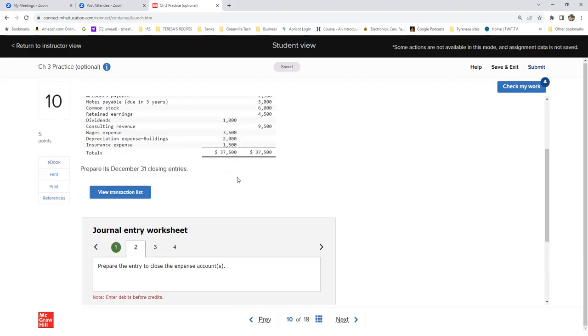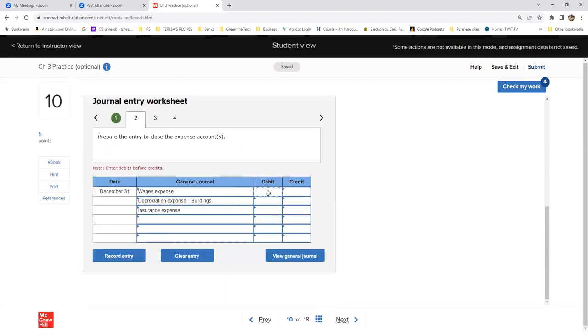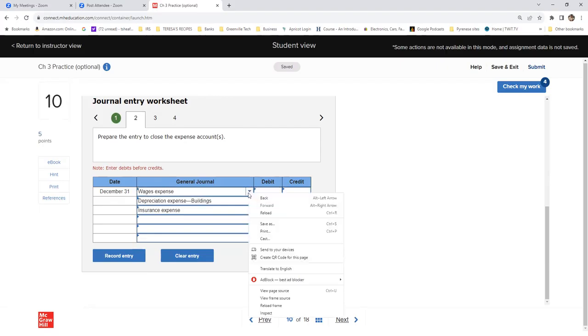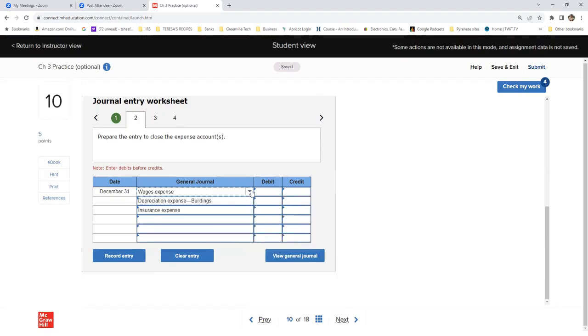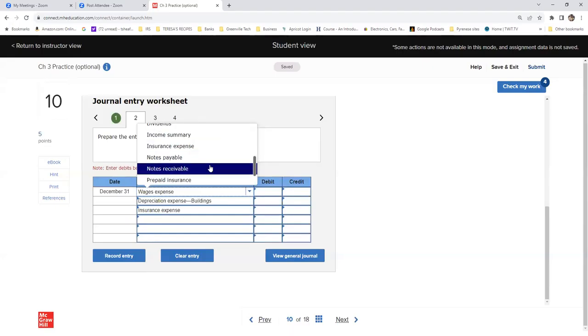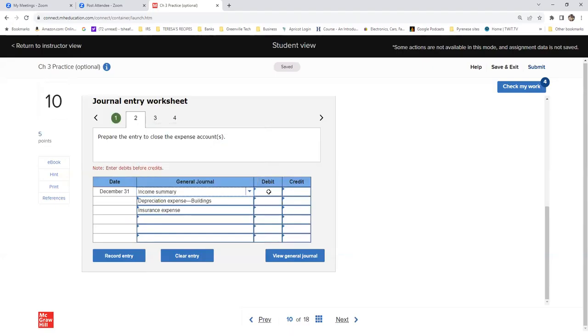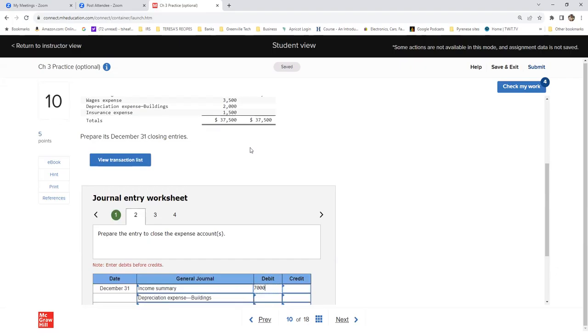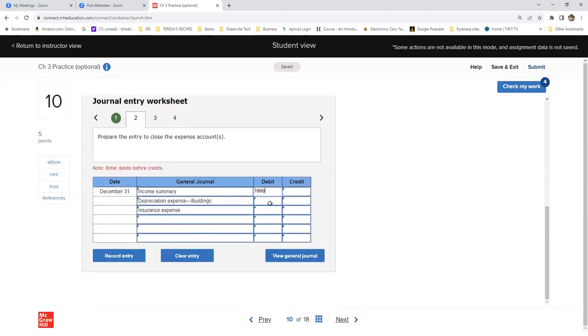Let's see, 35, 2015. Oh, I did something wrong here. This is going to be to the income summary account. That's going to be our debit. Okay, depreciation is $215.35.